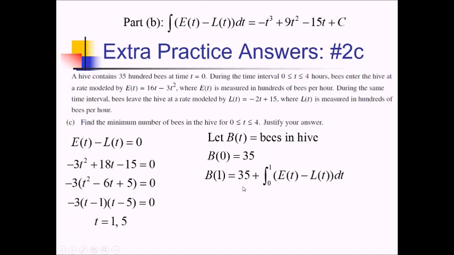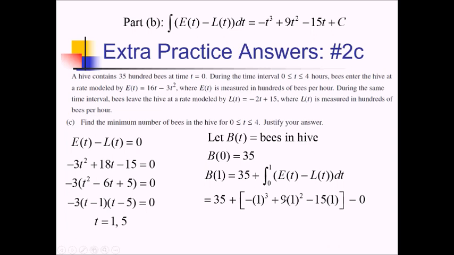So we're going to have 35 plus all this stuff evaluated from 0 to 1. So I've got all this stuff with 1 plugged in. That's what's getting added to 35, minus all this stuff with 0 plugged in, which is actually just going to come out to 0 over there. So whatever this comes out to, this is my number of bees at time 1.